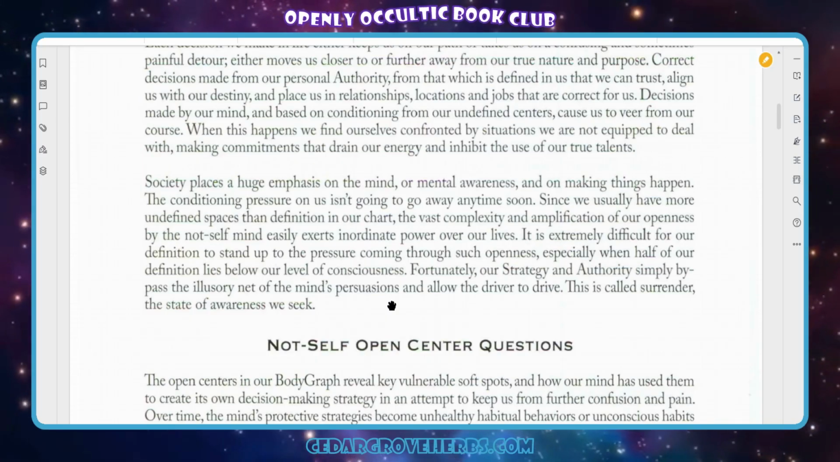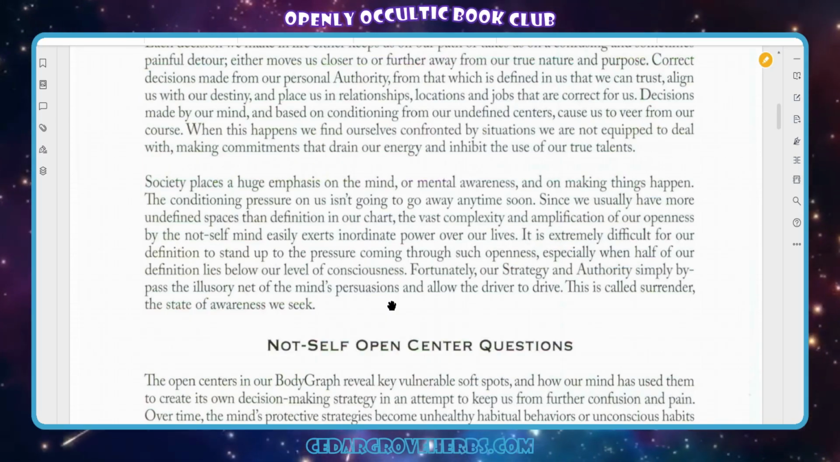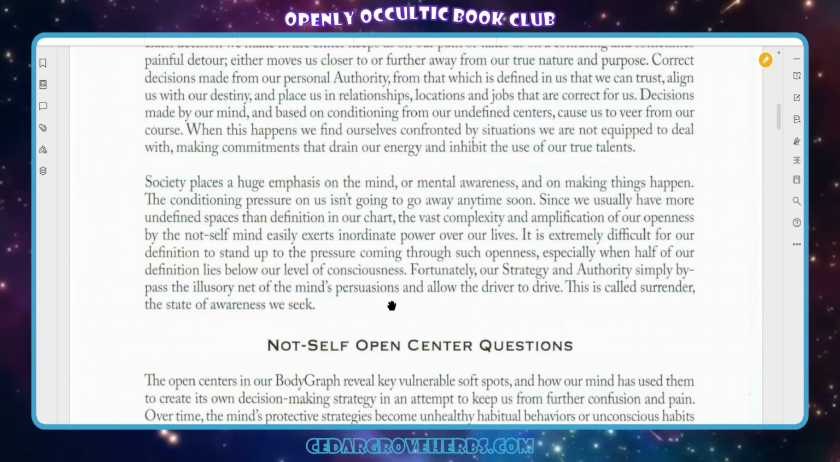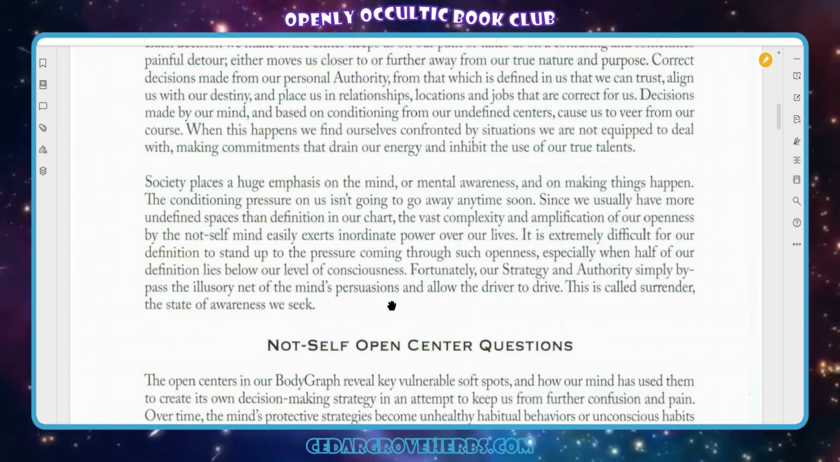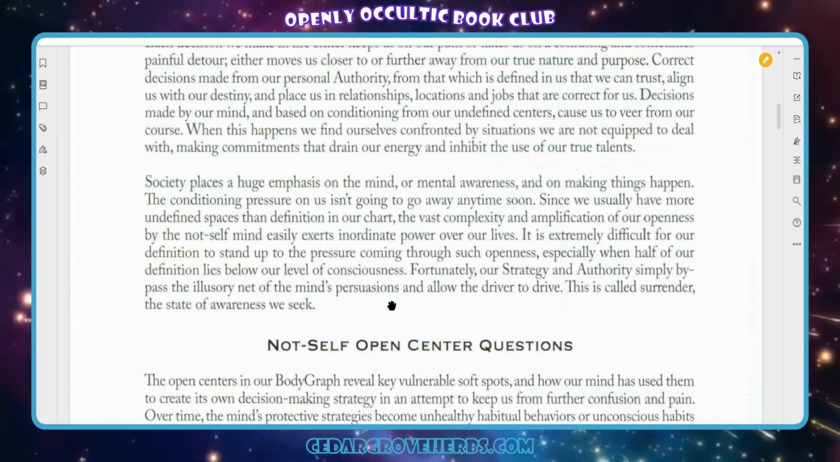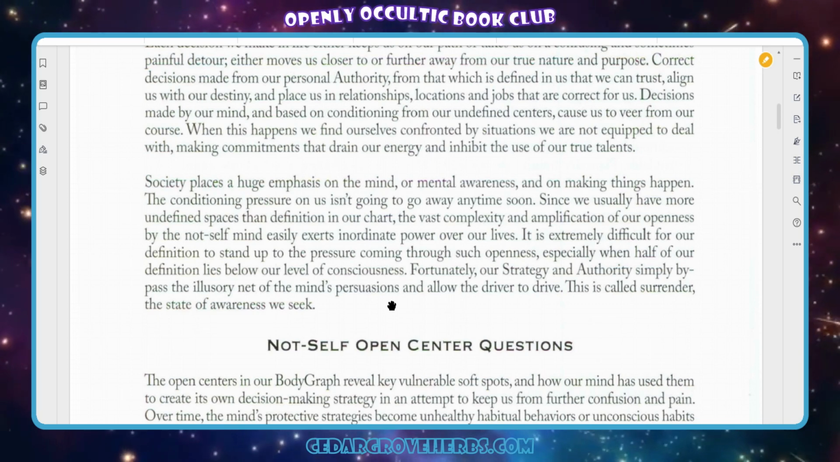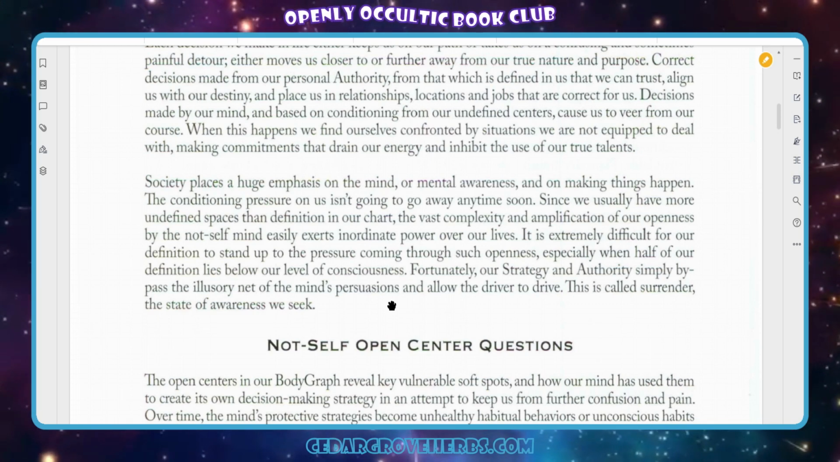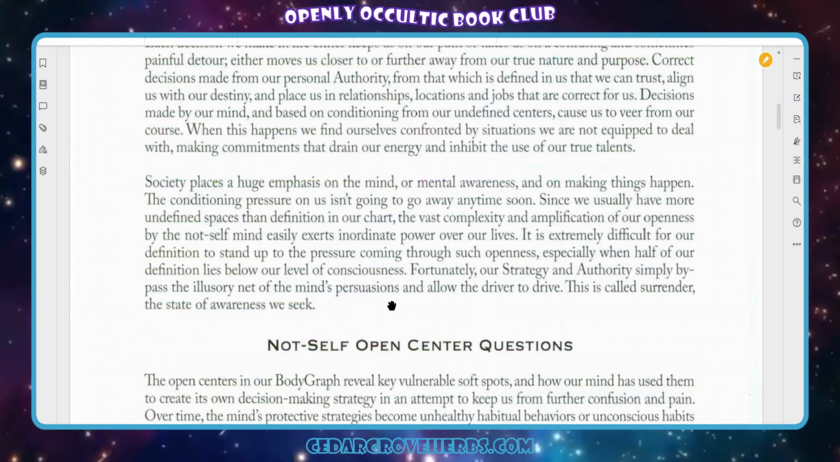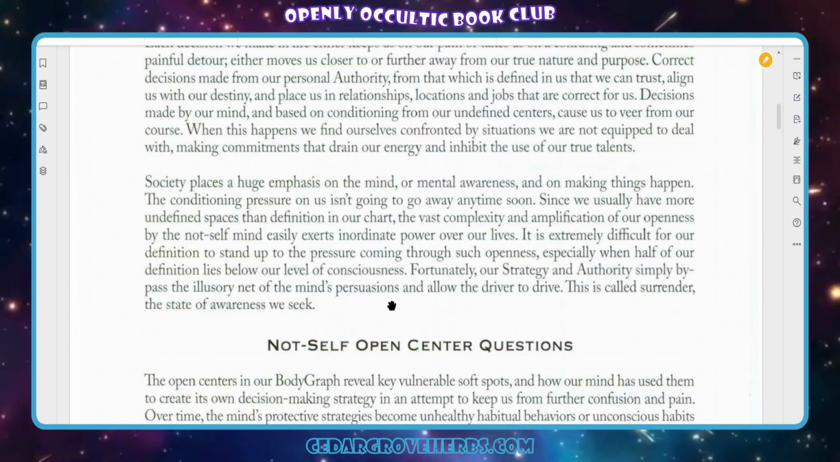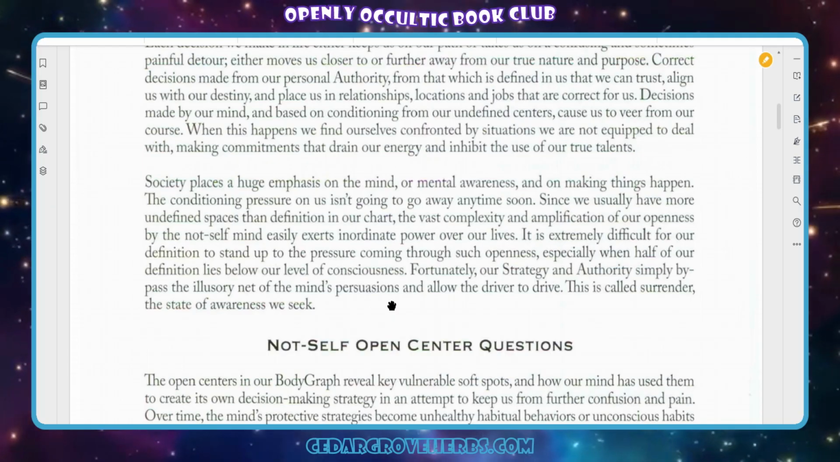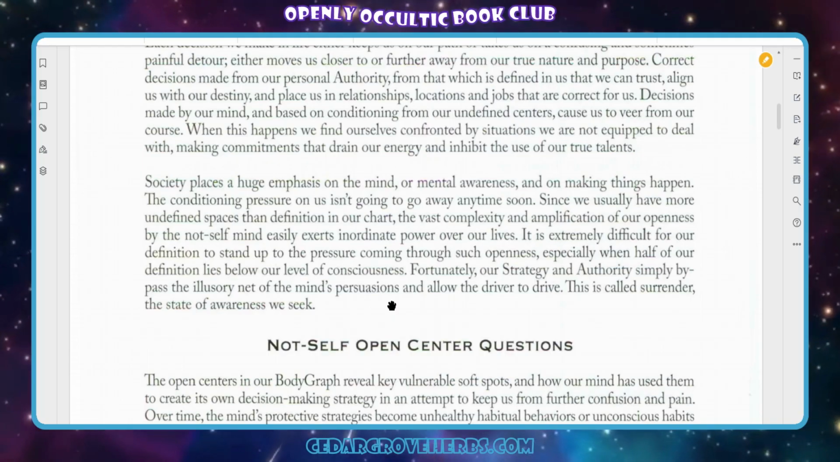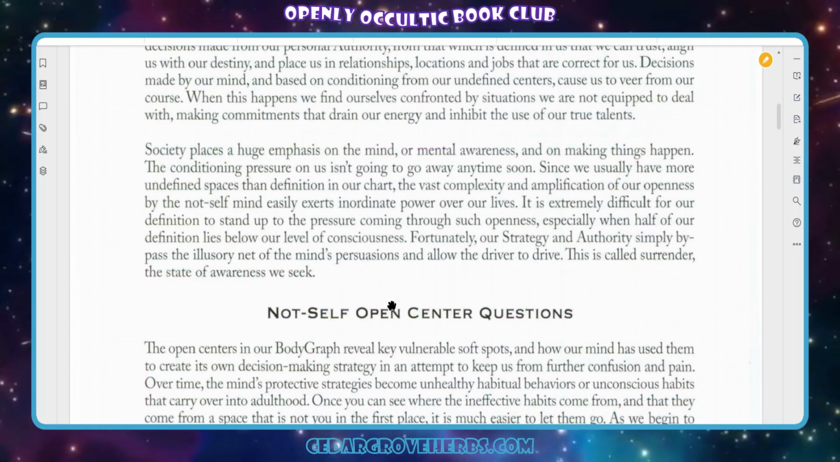Fortunately, our strategy and authority simply bypass the illusory net of the mind's persuasions and allow the driver to drive. Let's say that again. Fortunately for us, our strategy and authority simply bypass the illusory net of the mind's persuasions and allow the driver to drive. This is called surrender, the state of awareness that we seek.